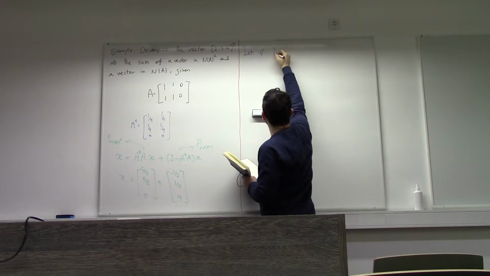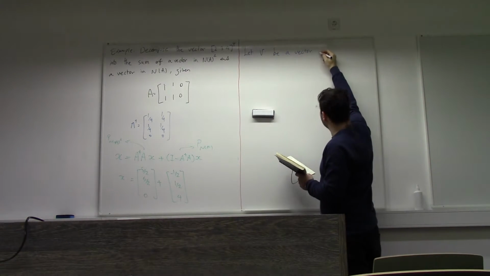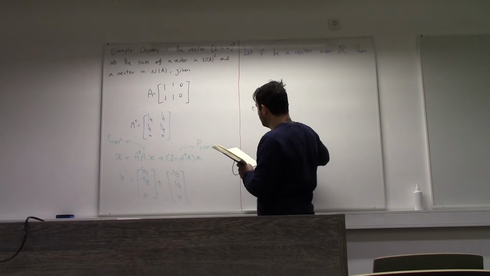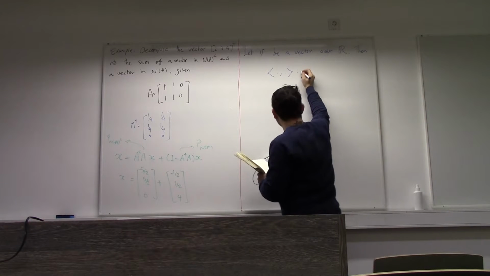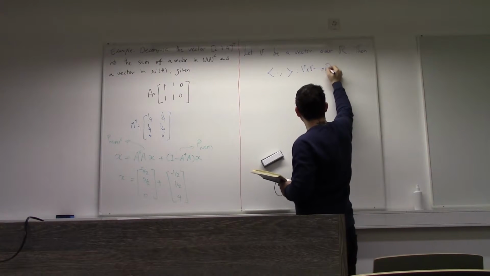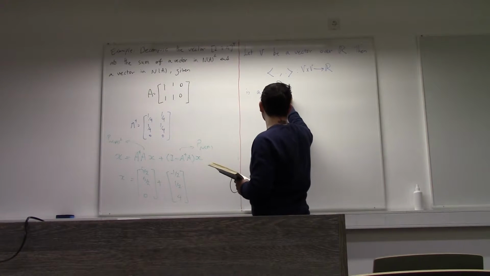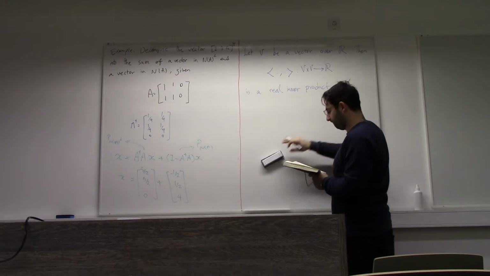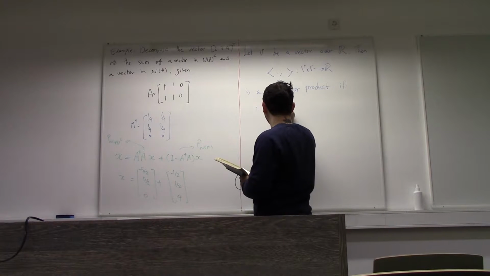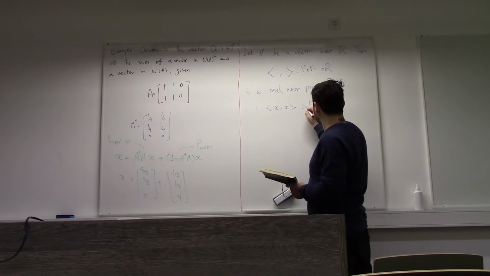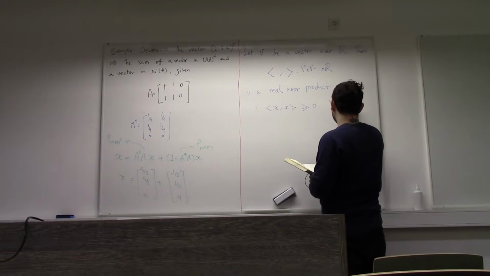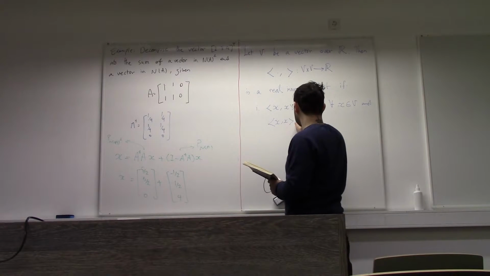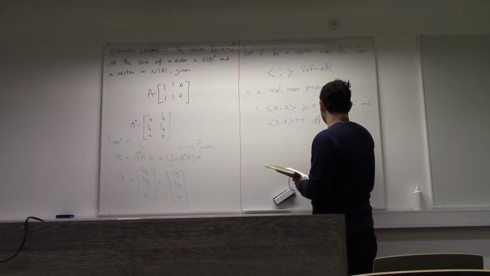Let V be a vector space over R, then this notation is a real inner product if the inner product of x and x is greater than or equal to 0 for any vector x belonging to V, and x and x is equal to 0 if and only if x is 0.